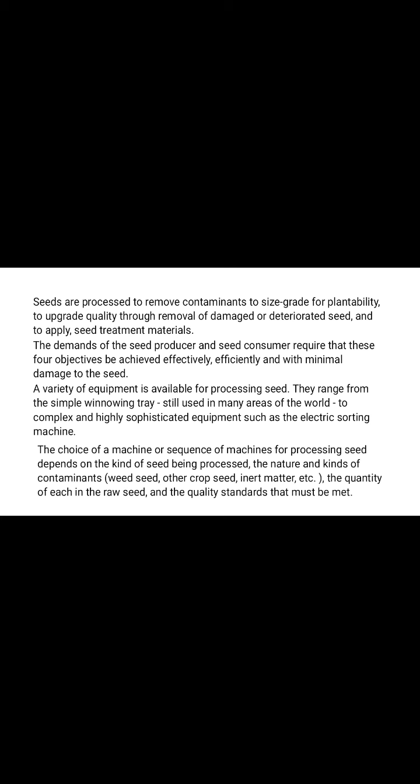A variety of equipment is available for processing seed. They range from the simple winnowing tray, used from the olden days and still used in many areas of the world, to complex and highly sophisticated equipment such as the electronic sorting machine for seed separation. The choice of machine or sequence of machines for processing seed depends on the kind of seed being processed, the nature and kinds of the contaminants like weed seed, other crop seed, and inert matter, the quantity of each in the raw seed, and the quality standards that must be met.